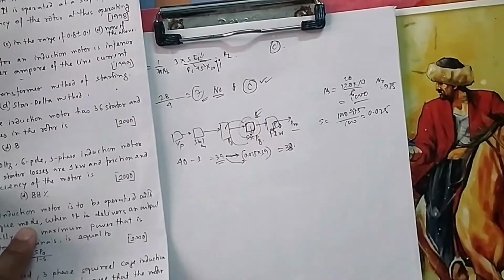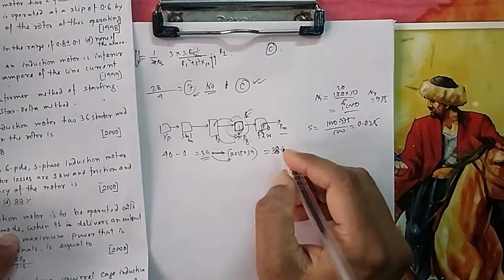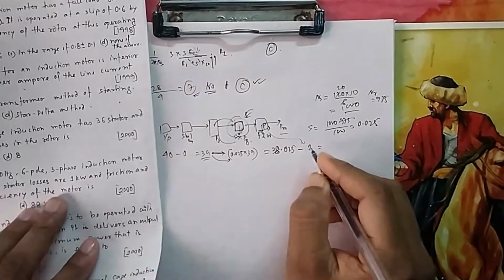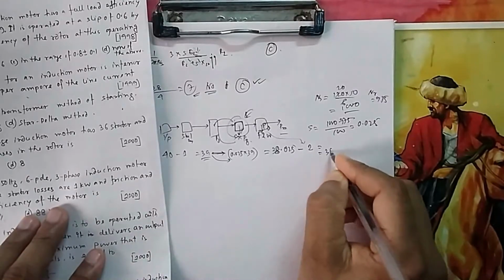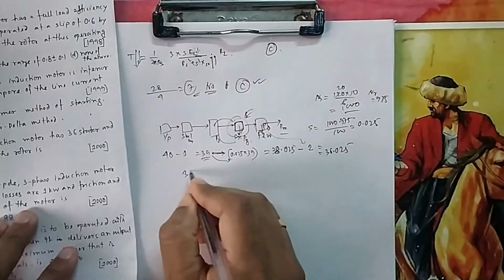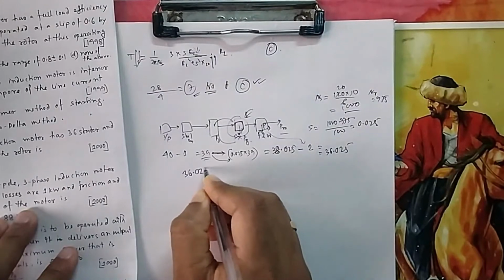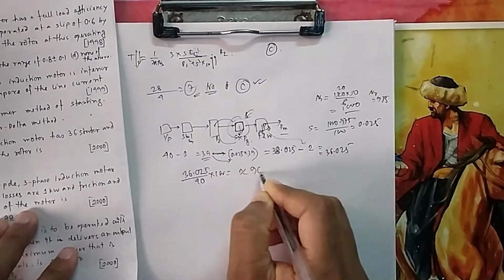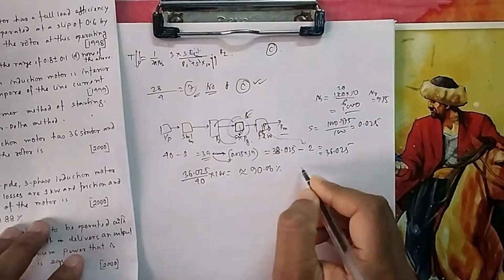After that these mechanical losses will come. So it is 38.025. From that again you deduct this 2 kilowatt they have given. So your final output is 36.025. So your efficiency will be 36.025 divided by 40 into 100, which is coming near about 90.06%. That is your option B.